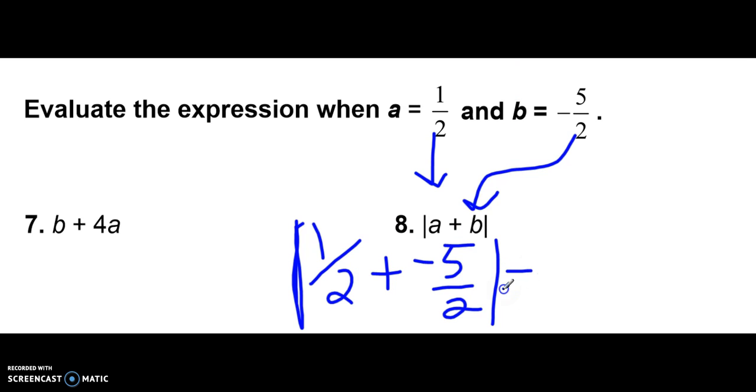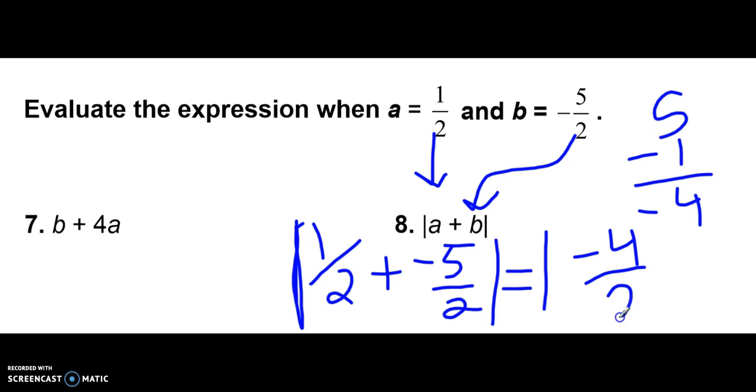Okay? So we have, again, this is a negative and this is a positive. So that's going to be 5 minus 1. That gives us 4. Since 5 is the larger sign, it's going to be negative 4. So we have negative 4 over 2. The absolute value makes that equal 4/2, and we know that 4/2 equals 2. And that is our answer.